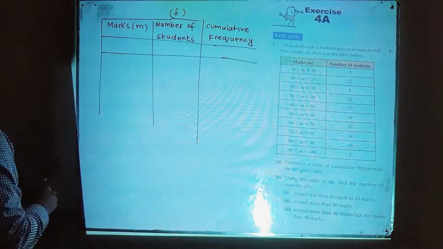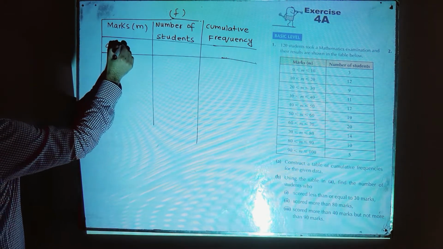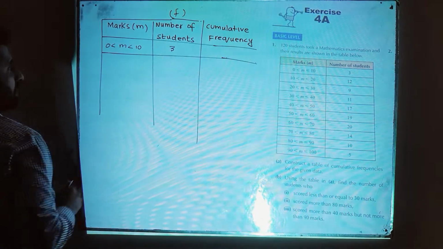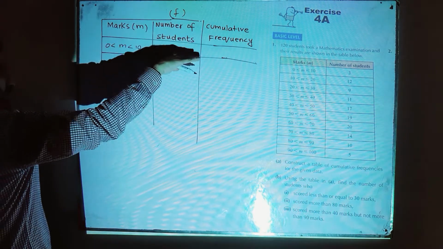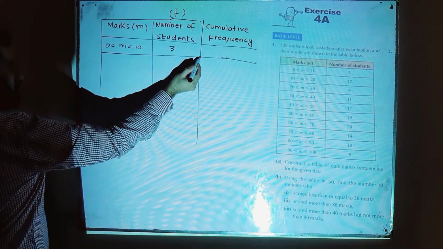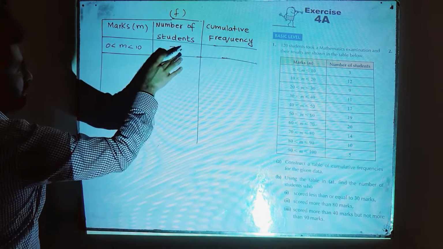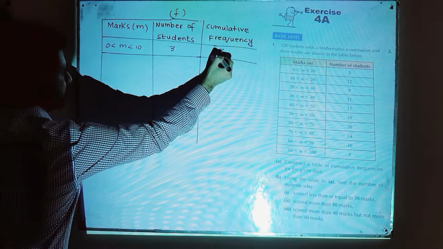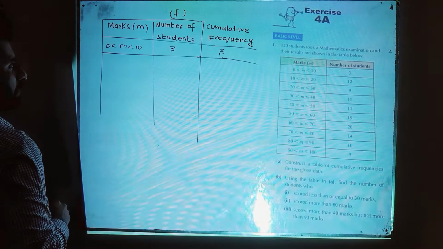Okay, now when marks are more than 0 and less than 10, we have how many students? We have 3 students. Cumulative frequency means the frequency up to that point, all the frequencies up till this row or this range, they all will be included. Up till this point, we have total frequency 3, so cumulative will also be 3.